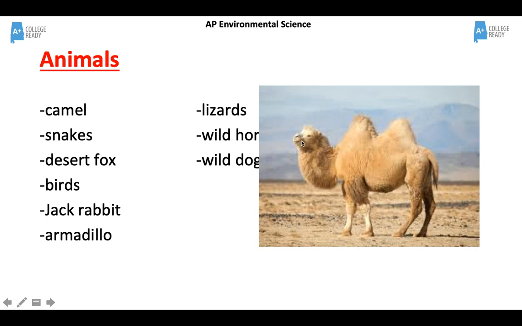So animals that you're going to find in desert climates are going to be somewhat obvious. Some you might not expect. You've got camels, snakes, foxes, birds, jackrabbits, armadillos, lizards. You can't see it. The formatting's bad on this one because it converted from slides to PowerPoint. But lizards, wild horses, and wild dogs.